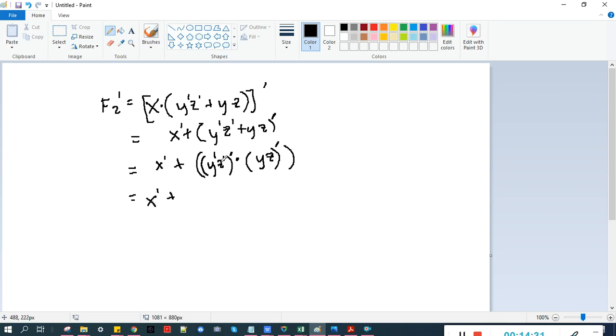Simplifying further, again we take De Morgan of that. So instead of multiplication, we use add. y prime becomes y, and z prime becomes z. Copy. And here instead of AND, we use OR. It becomes y prime plus z prime. Let's distribute. So y prime plus zy prime.